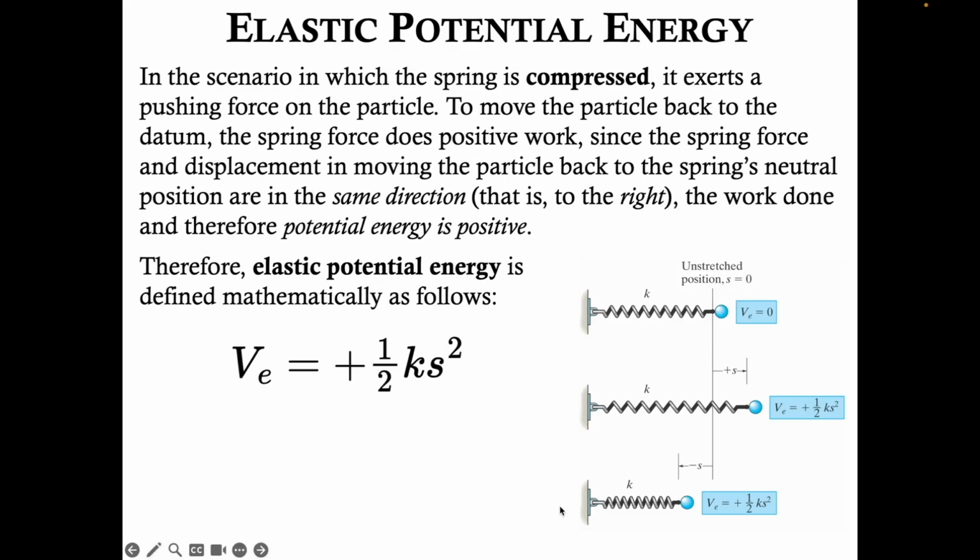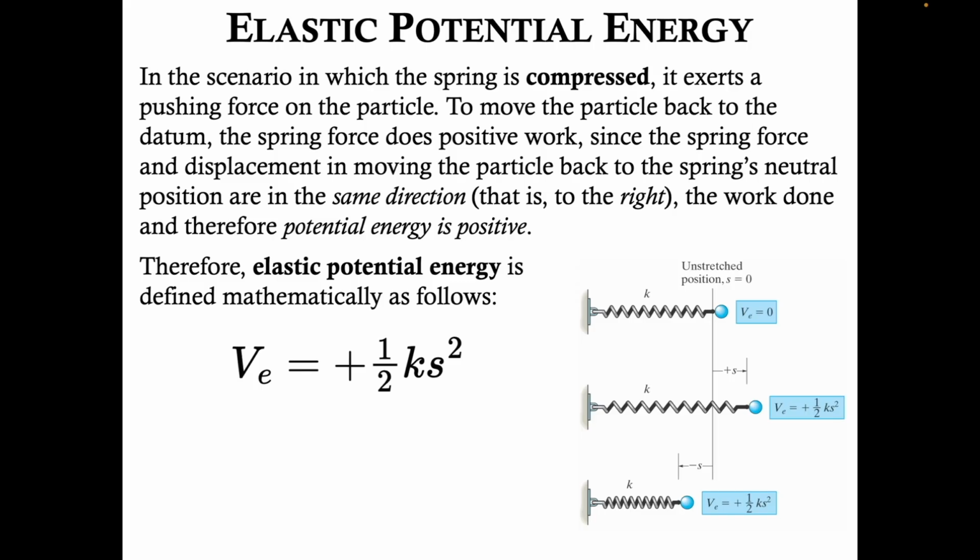In the scenario in which the spring is compressed, it exerts a pushing force on the particle. So on the particle, we have the spring force acting to the right, pushing on it to the right. To move the particle back to the datum, here, the spring force again does positive work, since the spring force and displacement in moving the particle back to the spring's neutral position are in the same direction, that is to the right. So the work done and therefore potential energy is positive.